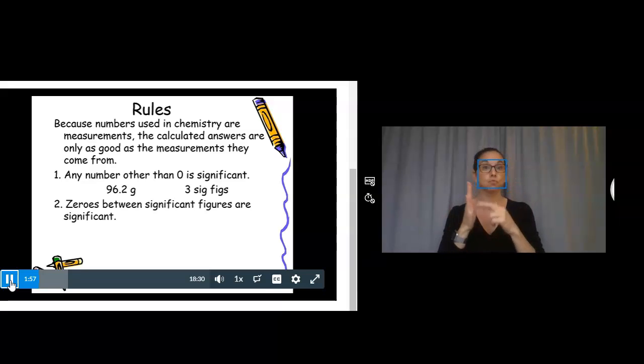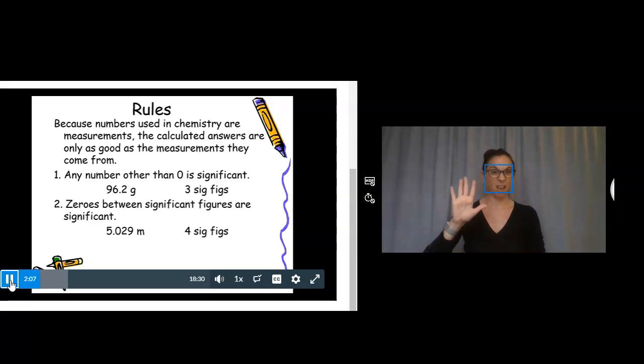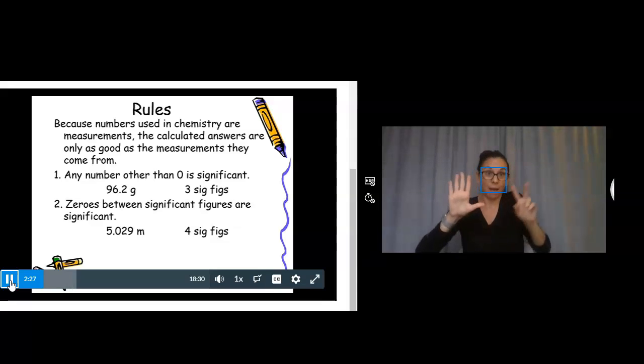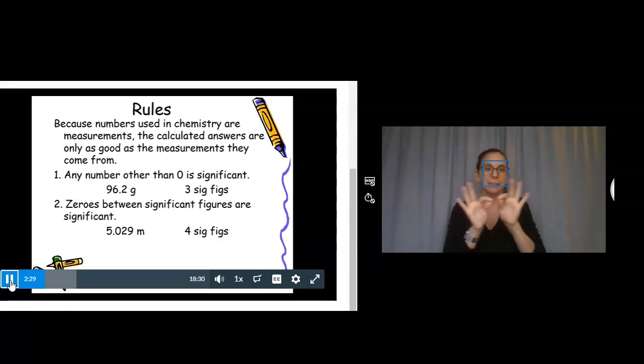Rule number 2: zeros between significant figures are significant. After you've written that down, and if you need to pause this to do that, then feel free to pause this at any time because you need to write these down. Take a look at the example, 5.029 meters. The 5, the 2, and the 9 are significant because they are non-zeros. The 0, because it's between the 5 and the 2, becomes significant as well. So we would say that this measurement has 4 significant figures.